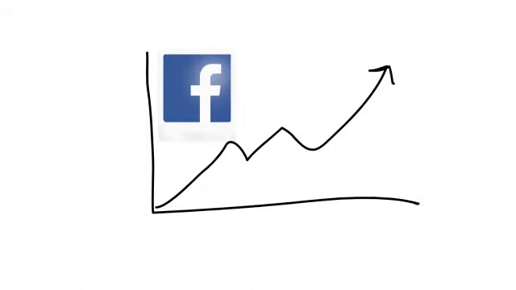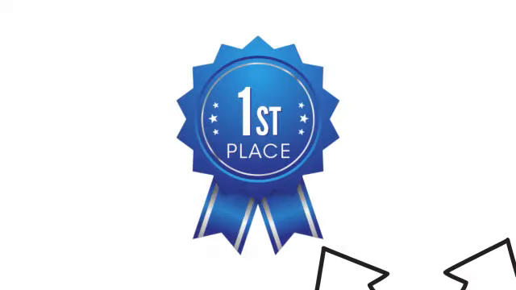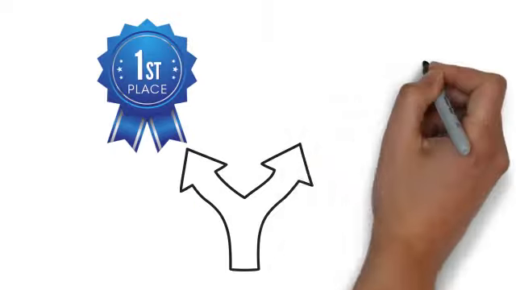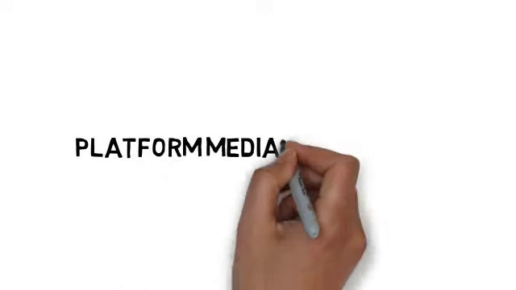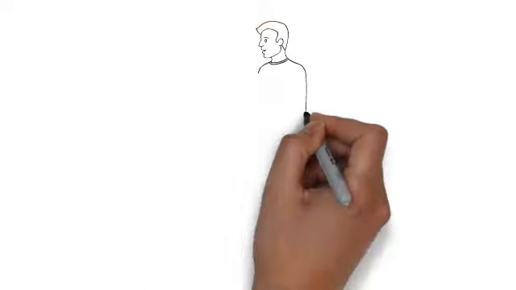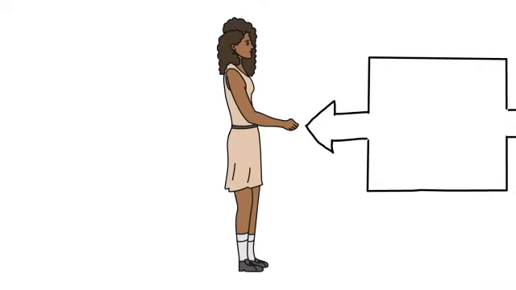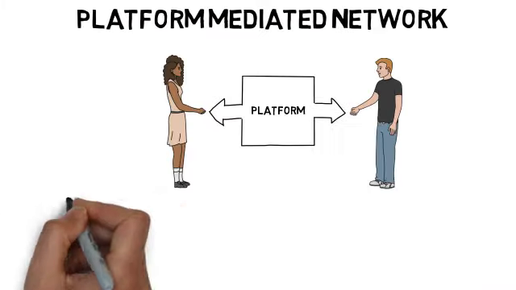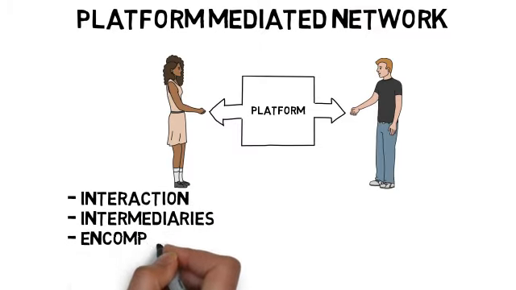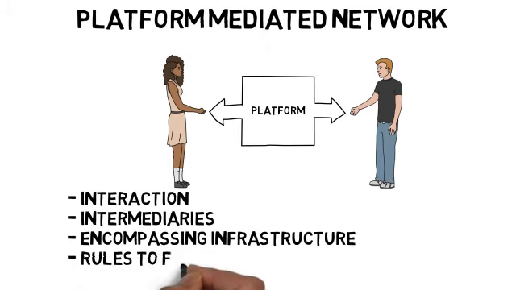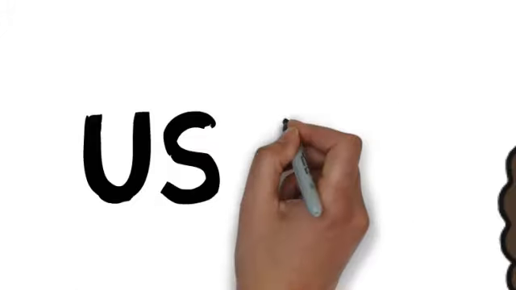So how come that these very similar platform-mediated networks developed so differently? And how come that Myspace eventually failed and Facebook came out as the winner that took it all? First, what exactly is a platform-mediated network? Platform-mediated networks include networks of customers, often called users, who wish to interact with each other along with one or more intermediaries who provide a platform encompassing infrastructure and rules to facilitate users' interactions.